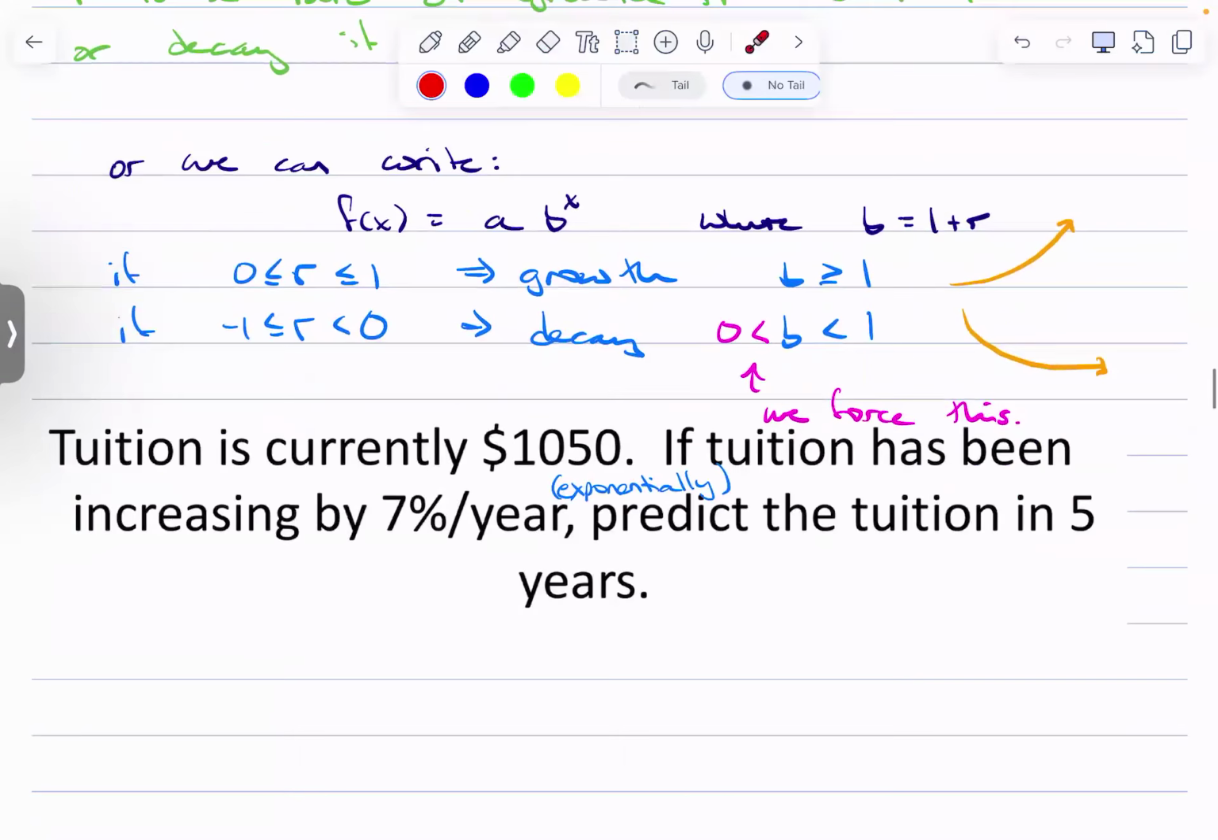Oh, that's what my note is about. We force this instead of 0 less than or equal to b. Should clarify that, because r can be greater than or equal to -1. Now, if r is equal to -1, then b would be 0, but we force it to be greater than 0. That's what my note was about. I don't know why I decided to keep those notes in there, but maybe I just forgot to remove them.